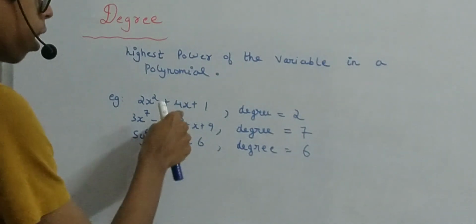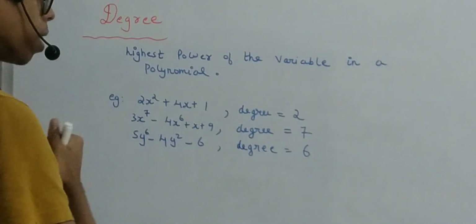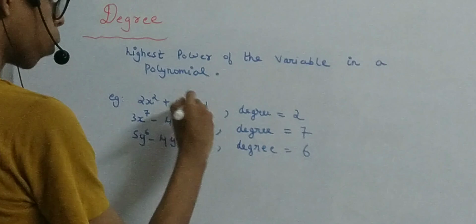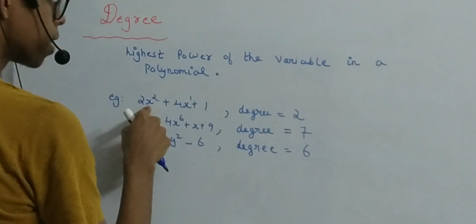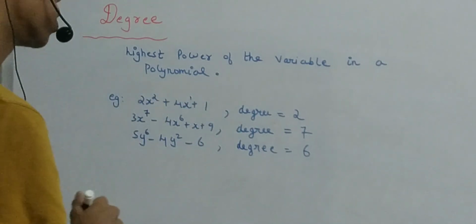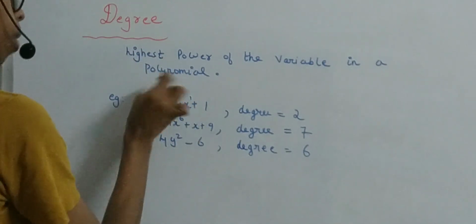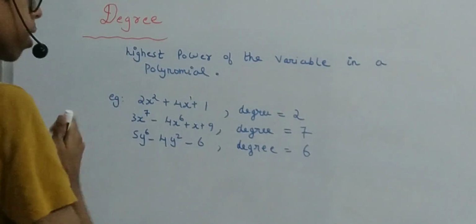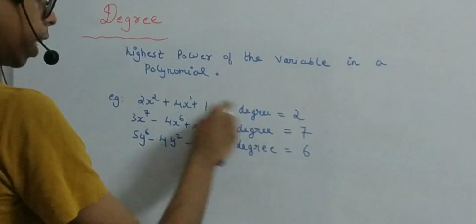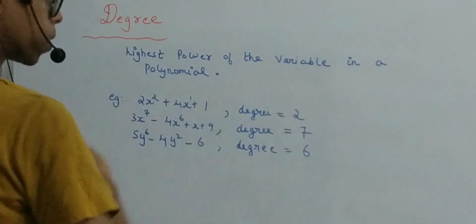Now just see, here the power of this variable is what? 1. Here the power of this x is 2. Now which is the highest power over here? Which is the highest power present above the variable? It is 2. So the degree of this polynomial is 2.